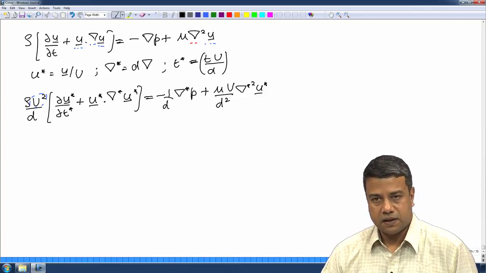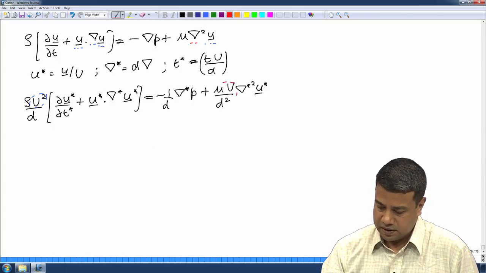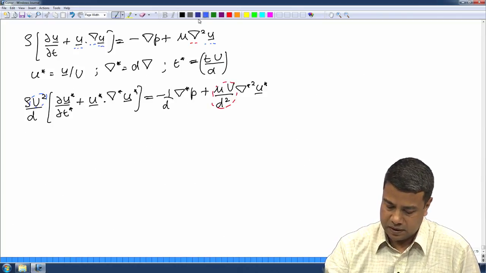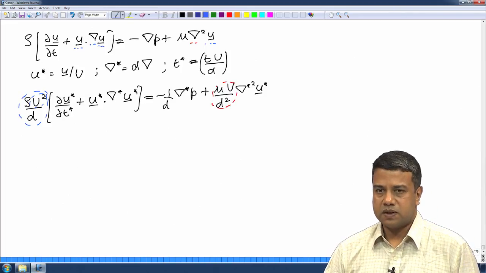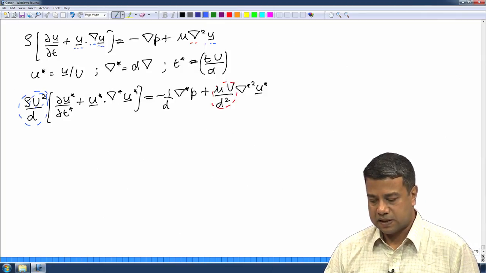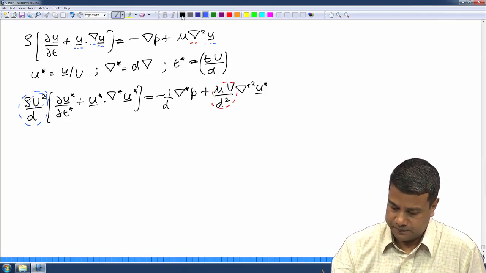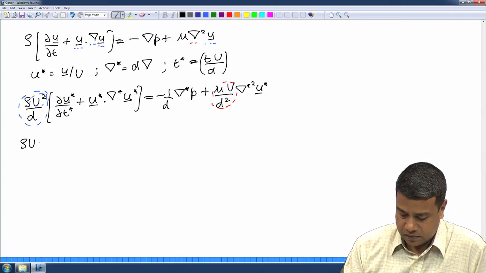Now I can divide the equation throughout by either of these coefficients, either the viscous coefficient or the inertial coefficient. Which one you choose will depend upon what is dominant. For the present, I will choose to scale it by the viscous scales. And if I do that, on the left side I get rho u d by mu.